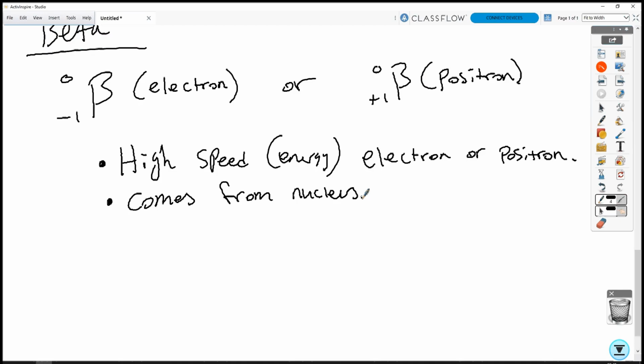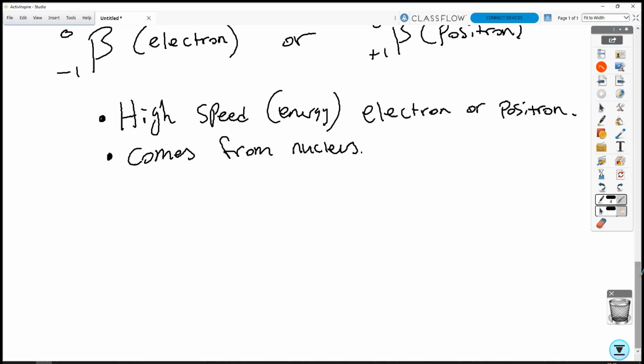So for example, the neutron decays into a proton. It also produces a beta particle and an antineutrino. And that conserves the lepton number, it conserves the baryon number, and it conserves charge. It's moderately ionizing. Has a range of about 2 to 10 meters in air.